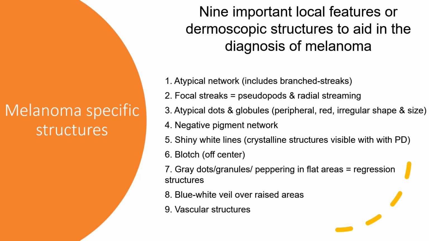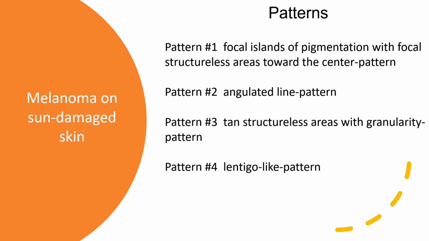Gray dots, granules, peppering in flat areas, which are also called regression structures. A blue-white veil over the raised area. And finally, vascular structures. We're going to be focusing today on melanomas on sun-damaged skin.